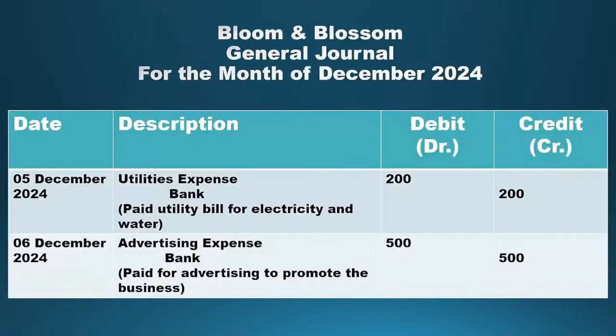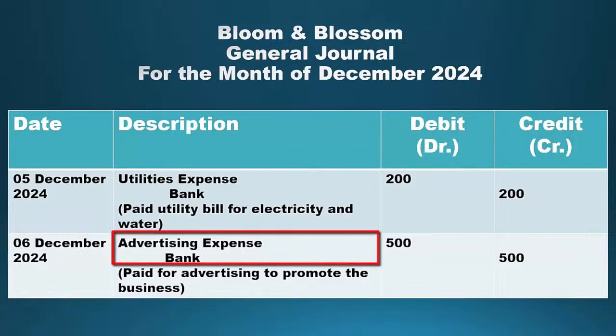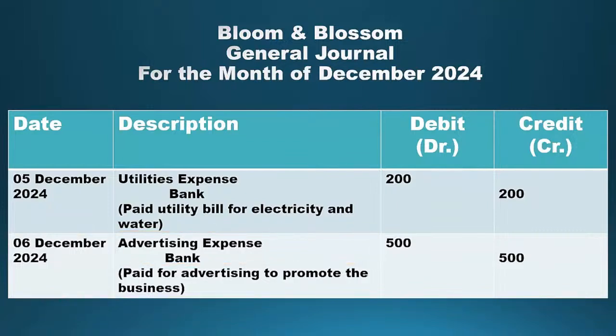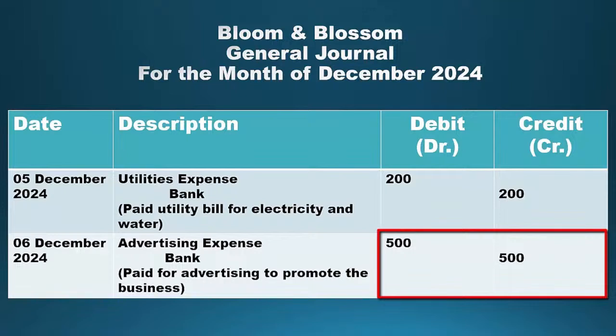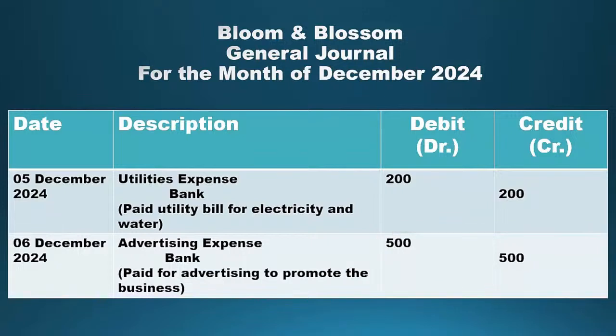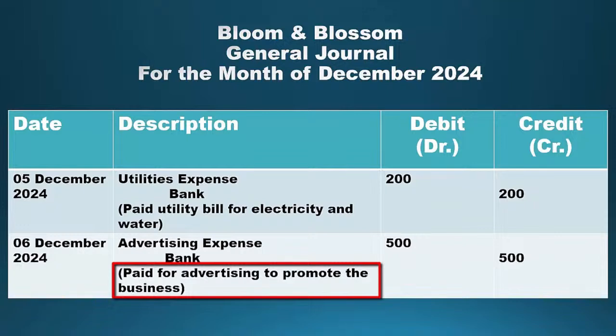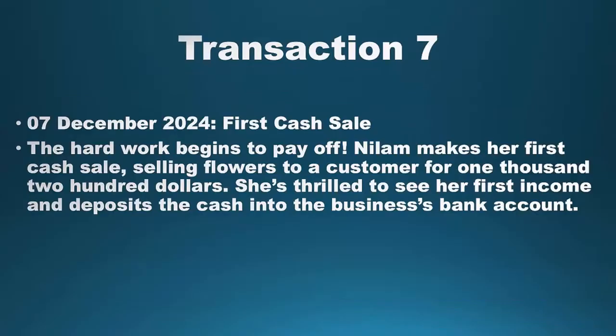Step 5, recording in the journal. Finally, record this transaction in the journal with the following details. Date. Enter the date the payment was made. Accounts. Write the names of the accounts involved, advertising expense account and bank account. Amounts. Enter $500 as a debit to the advertising expense account and $500 as a credit to the bank account. Description. Add a brief explanation such as paid for advertising services to promote the business.